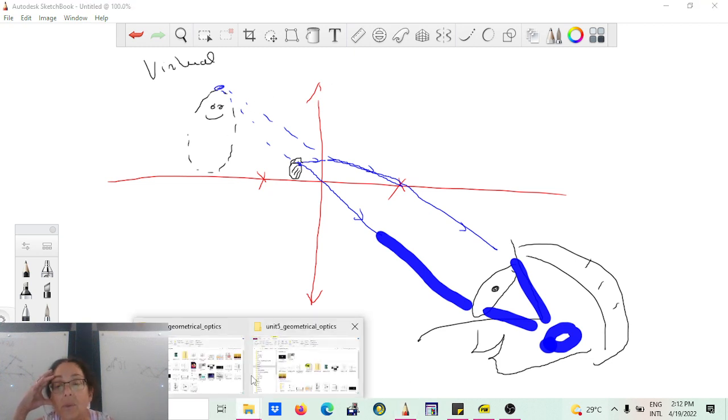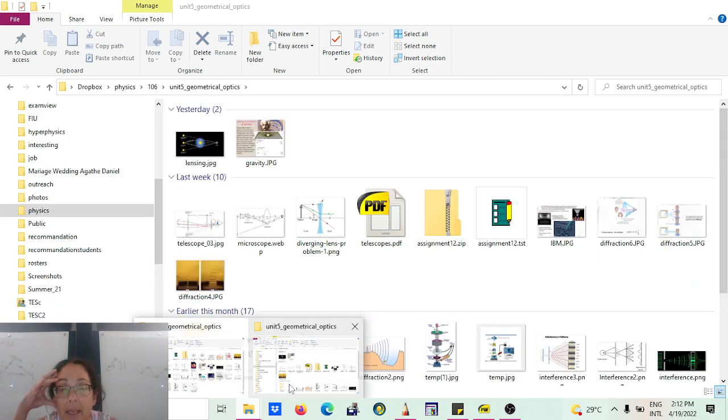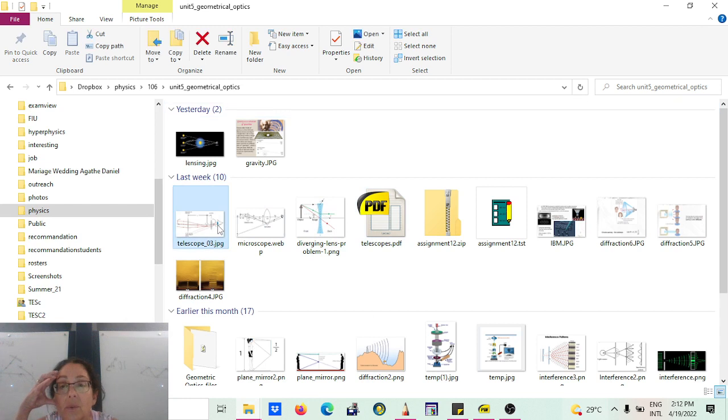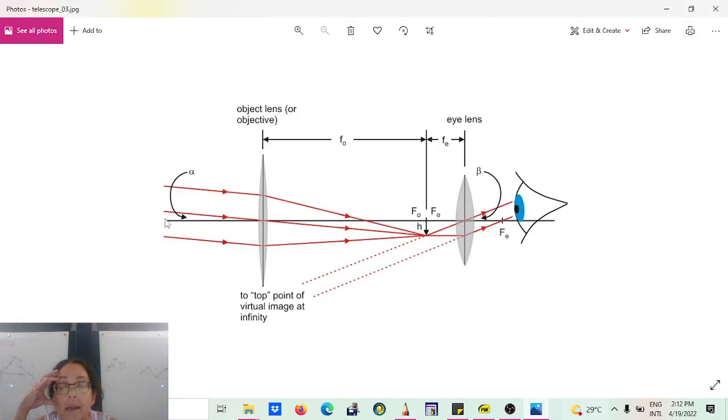So then we can have more than one lens, and that's how we make microscopes or telescopes. So for example, what do we have here? Coming from very, very far away. So what do you think it is? Is it a telescope or a microscope? Very good. Telescope.